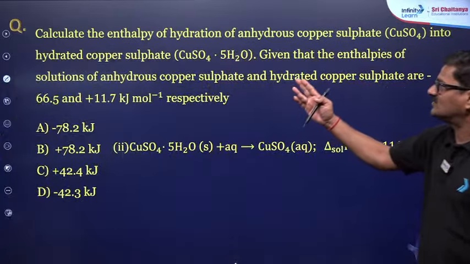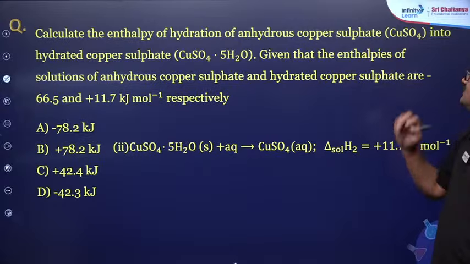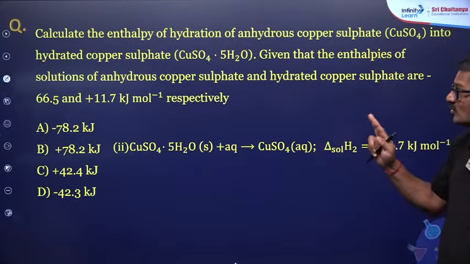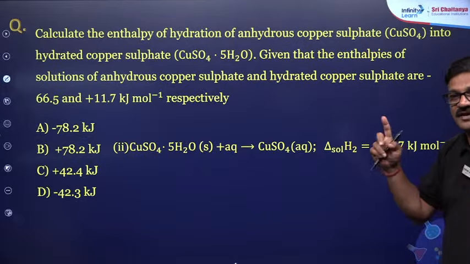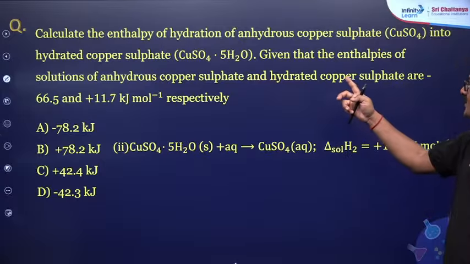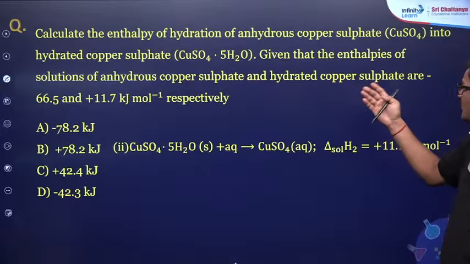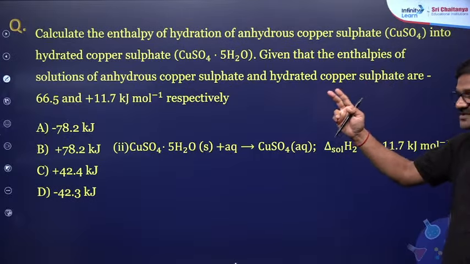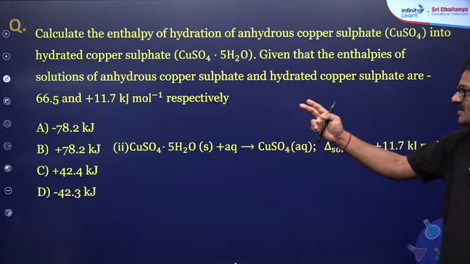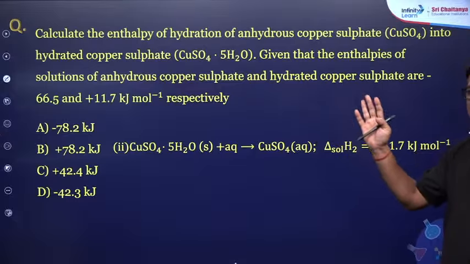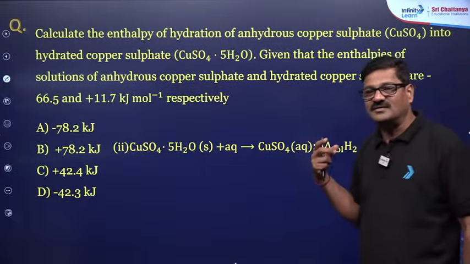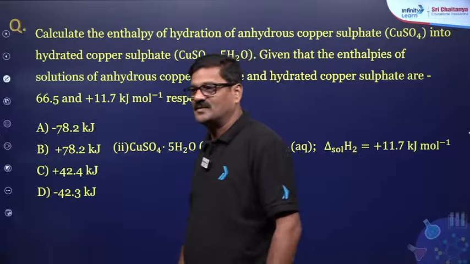Calculate the enthalpy of hydration of anhydrous copper sulfate into hydrated copper sulfate dot 5H2O, given that the enthalpies of solution of anhydrous copper sulfate and hydrated copper sulfate are minus 66.5 and plus 11.7. So under the given data, think, child, first.